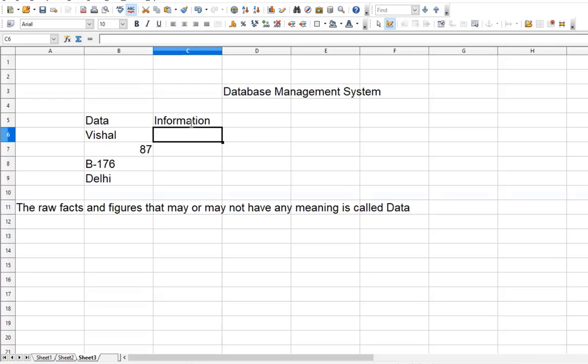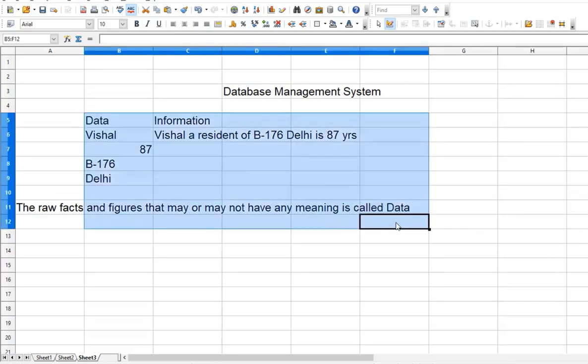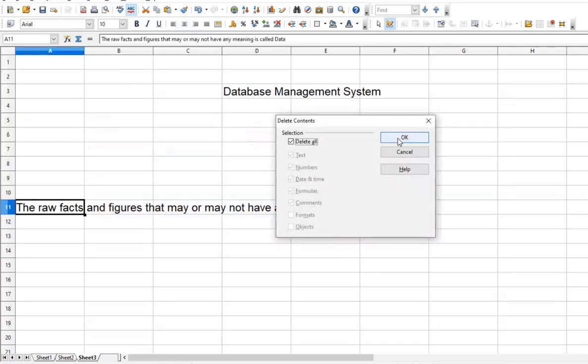For example, let's process this data which we have got, and let's see. Now this becomes meaningful information. Now I know that I'm talking about a person whose name is Vishal, and he is a resident of B176, Delhi, and his age is 87. So this information is meaningful to me now. So that was about the basic terms called data and information.